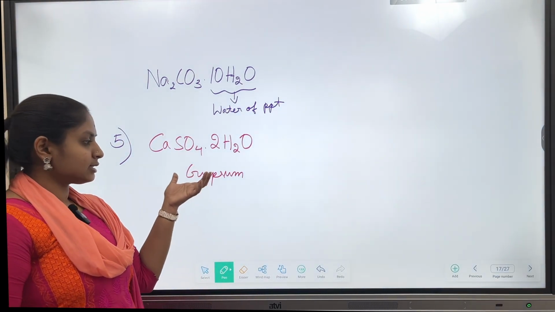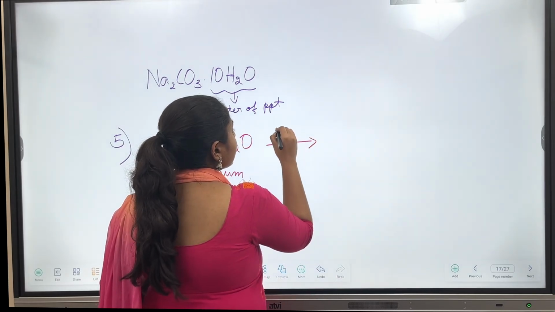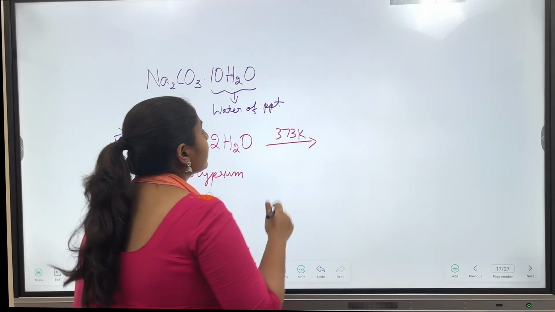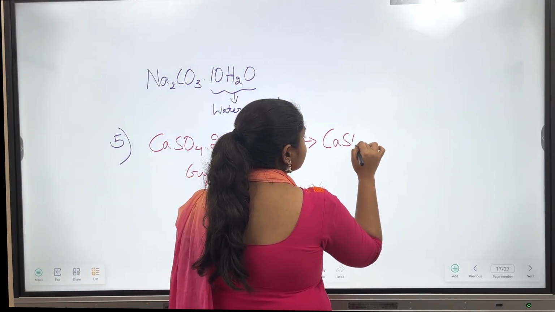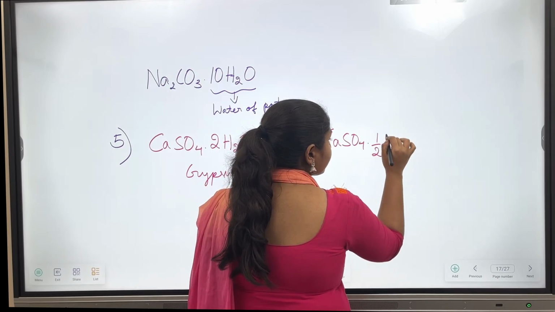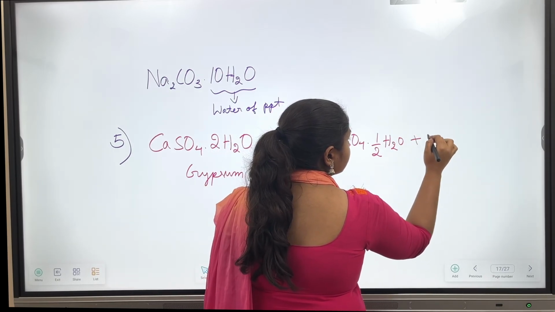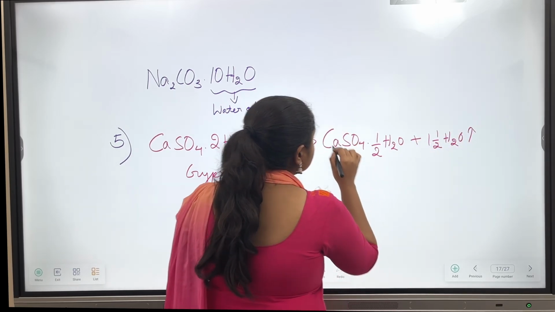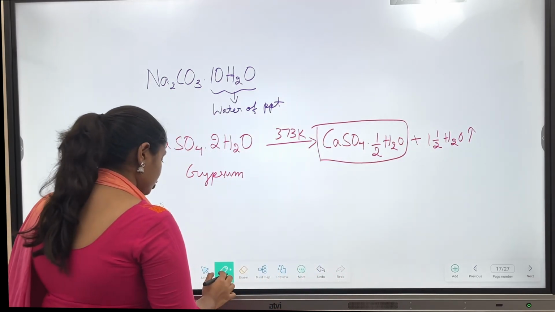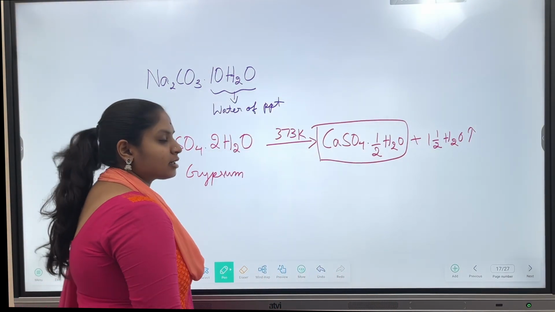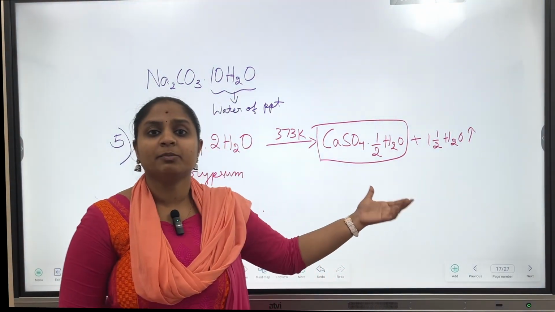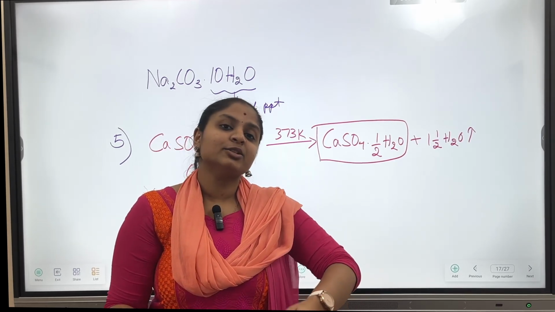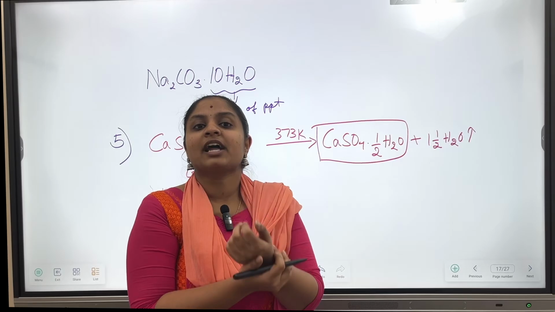Now, when I take this gypsum salt and heat it at 373 Kelvin, the temperature should be 373 Kelvin, I will get calcium sulfate dot half H2O, and 1.5 H2O is evaporated. This calcium sulfate with half H2O is a very important salt, because it will form a very hard substance. This hard substance can be used for covering the fractured bone in hospitals.